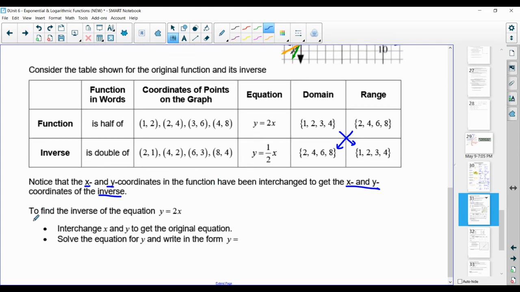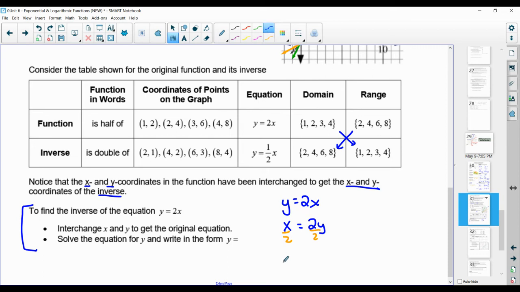So if we're trying to find the inverse of an equation, these are our steps here. We interchange x and y in the original equation, and then we solve the equation for y and write it in the form y equals. So I can show you how we do that here. We have y equals 2x. If I want to find the inverse of that function, the first step is to flip x and y. So x equals 2y, and then I have to solve for y. So solving for y here, I'm going to divide by 2.